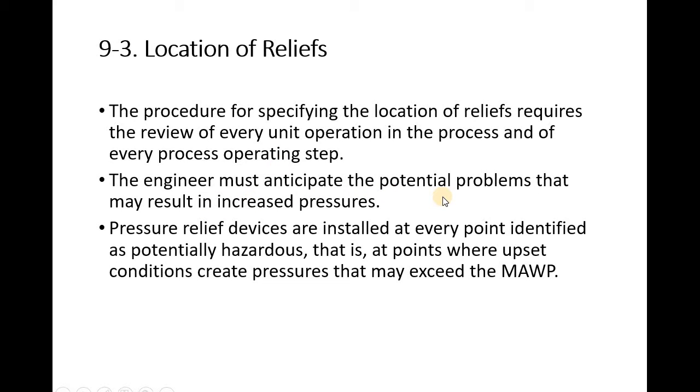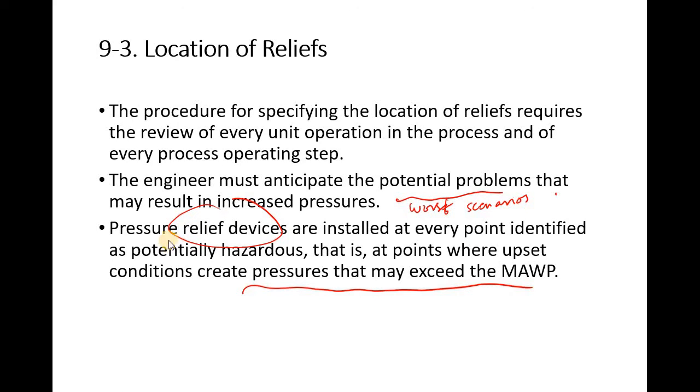And the engineer must anticipate the potential problems. So you need to put all the problems, and they sometimes call them the worst scenarios. Okay, you put all the scenarios that you would expect that would result in increased pressure in any place, and then you put a valve there. A relief valve. Pressure relief devices are installed at every point identified that is hazardous. That is the points where upset conditions where pressure may exceed the maximum allowable pressure. So any place we're expecting to have this maximum allowable pressure, we need to put a relief valve.